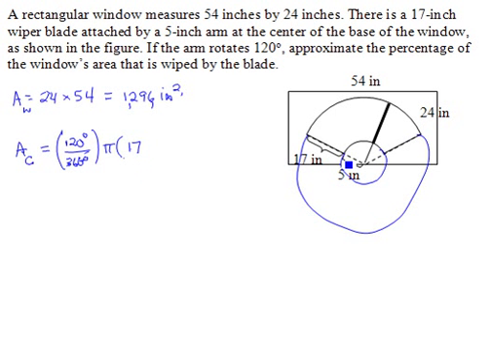plus the extra 5 inches associated with the arm of the wiper blade, squared. This portion of it is simply pi times the radius squared. That's the formula for the area of a circle. Now, some simplification is needed to compute an approximation for that. 17 and 5 is 22, and this simplifies to just 1/3. So I need to compute 1/3 times pi times 22 squared.